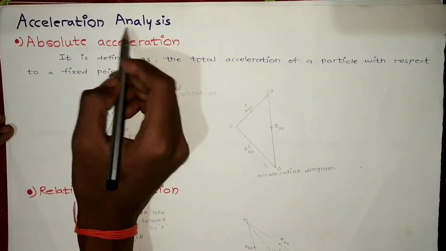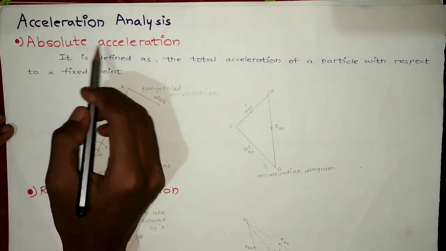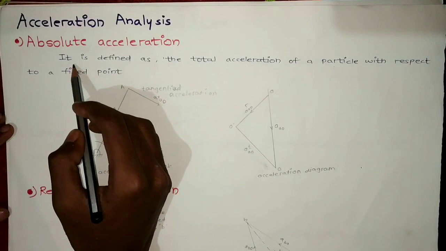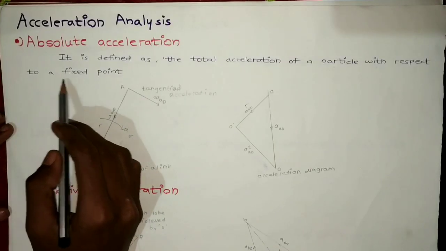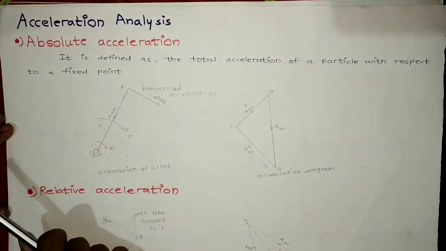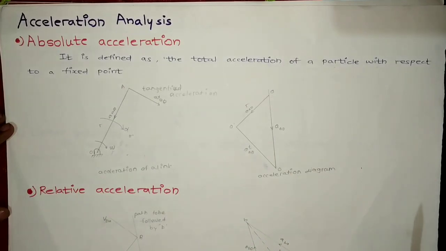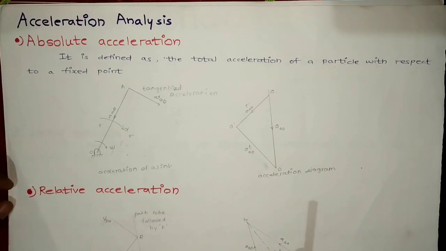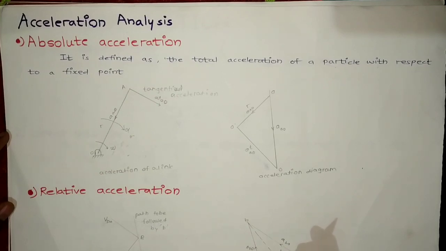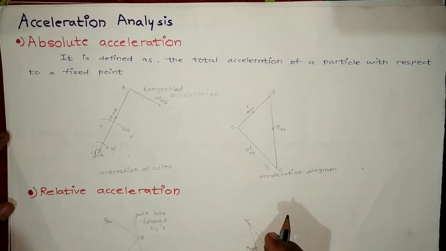Now next, acceleration analysis. In that, first, absolute acceleration. It is defined as the total acceleration of a particle with respect to a fixed point. And the need of acceleration analysis: acceleration analysis plays a significant role in the development of machines and mechanisms. Force is produced by mass and acceleration. Therefore, if the value of acceleration is known, the force on the link can be calculated. Next, acceleration analysis forms the basis of stress analysis of mechanisms.